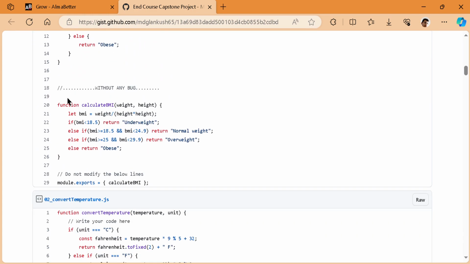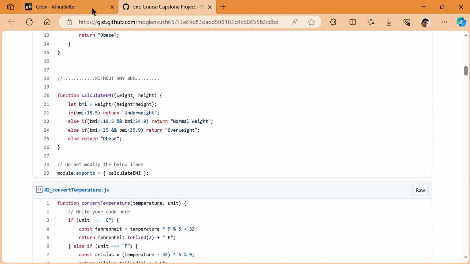Here we are calculating the BMI. Let BMI equal weight divided by height squared, using the formula. Then if BMI is less than 18.5, we return underweight. If BMI is between 18.5 and 24.9, then it is normal weight. If BMI is between 25 and 29.9, then it is overweight, else it is greater than or equal to 30, then it is obese. So that's the first question.